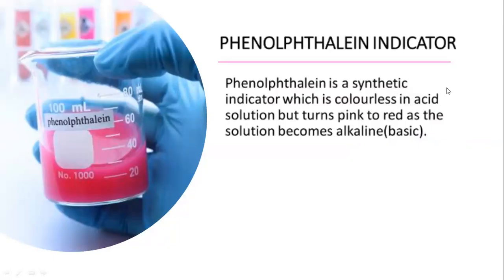Okay, now coming to phenolphthalein indicator. Phenolphthalein is a synthetic indicator. Synthetic means what? It is made in scientific laboratories. It is a synthetic indicator which is colorless in acidic solutions, but it turns pink to red in basic solutions.